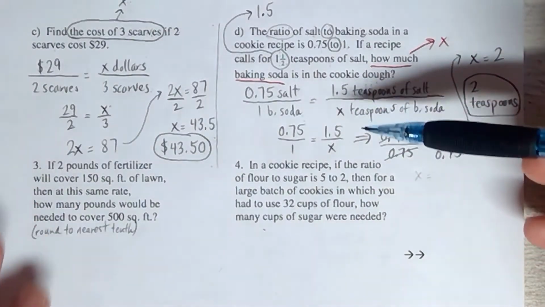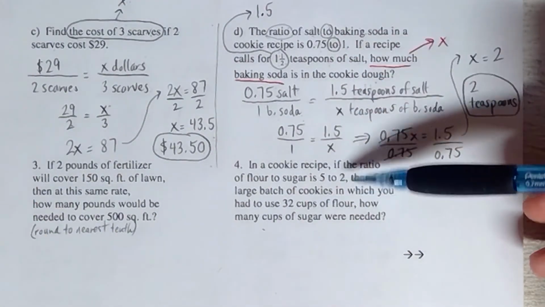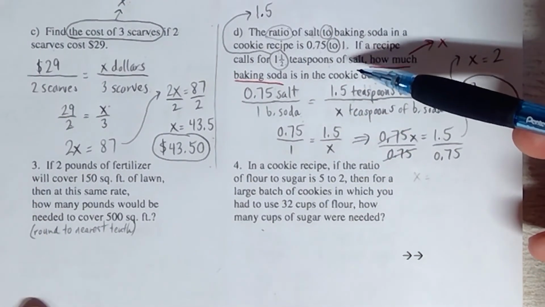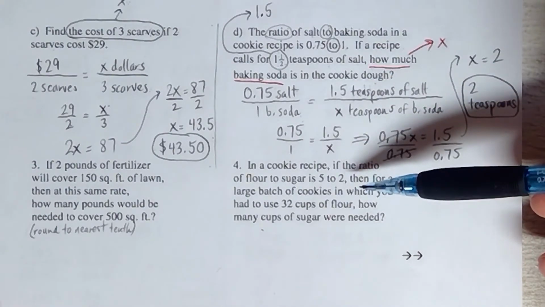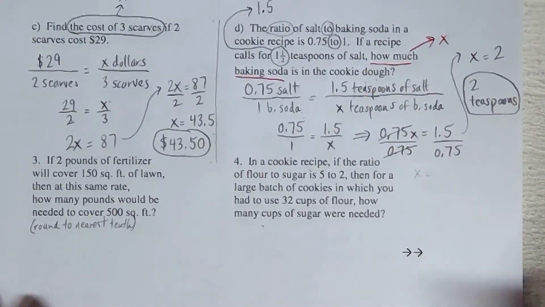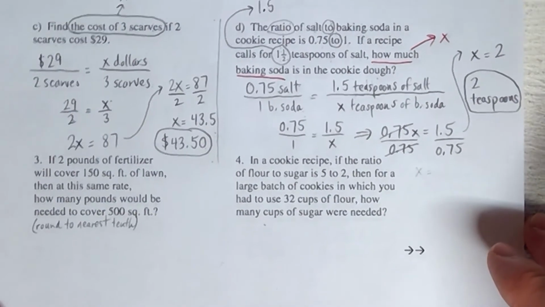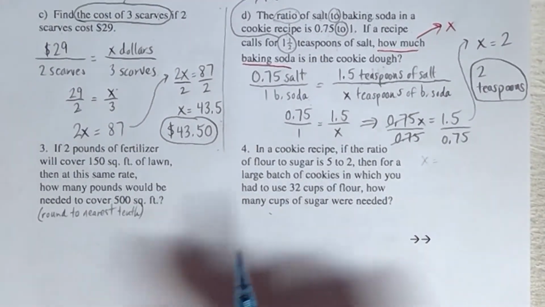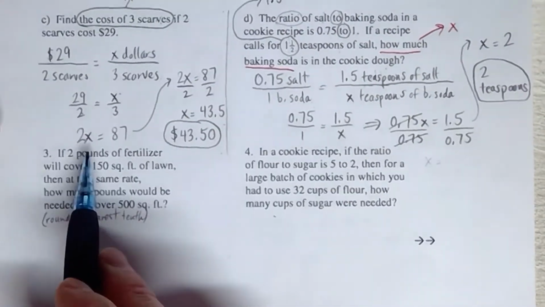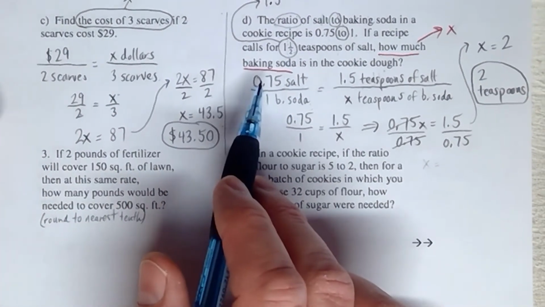You can see here that number 4 is very similar to problem D, so I'll let you go ahead and try that in just a few minutes here. I want to talk about number 3, though, for just a moment. Couple things there. First of all, this problem is not like the first 2 word problems that we did.